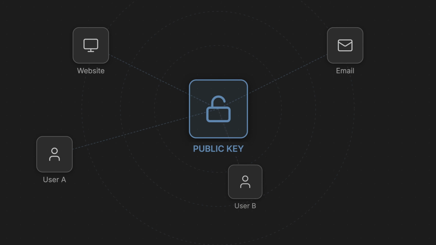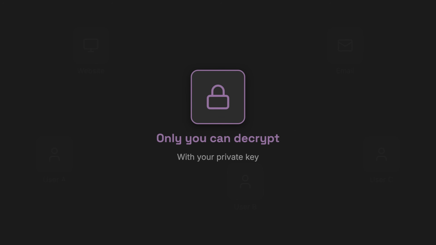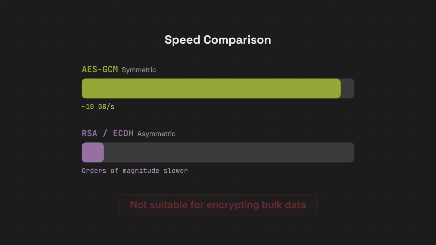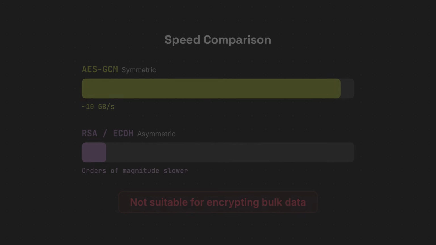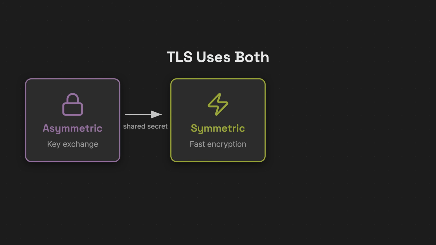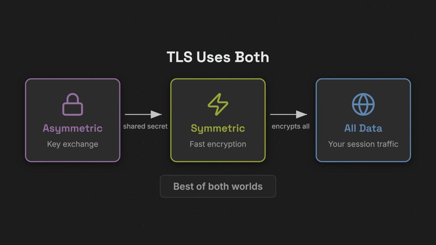This means you can make your public key completely public, post it anywhere. Anyone can use it to encrypt a message to you. But only you, with your private key, can decrypt it. The main asymmetric algorithms in use, RSA and the elliptic curve variants, are orders of magnitude slower than symmetric encryption for bulk data. You cannot use them to encrypt an entire session's worth of streaming traffic. So TLS uses both. Asymmetric to securely establish a shared secret between two parties who've never met, then symmetric encryption with that secret for everything else. That's the architecture. Let's see what it looks like in practice.